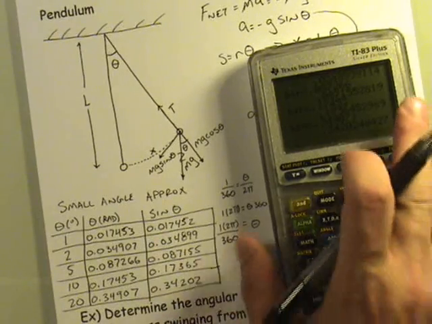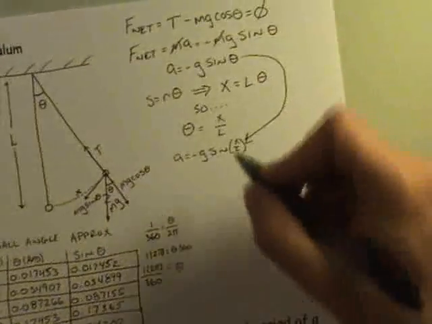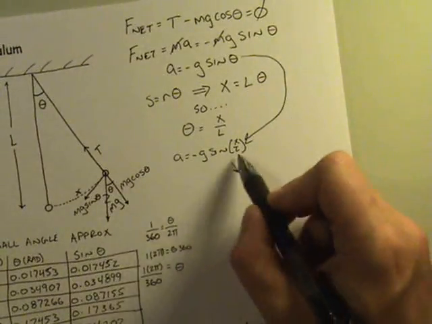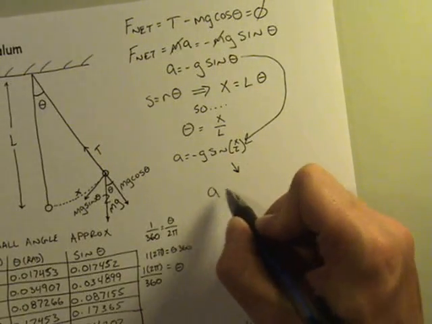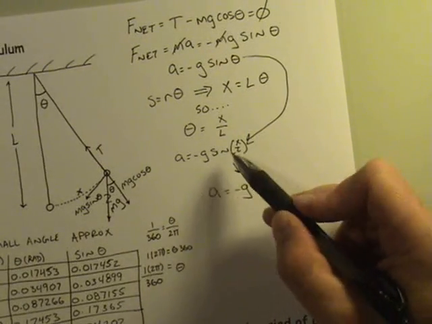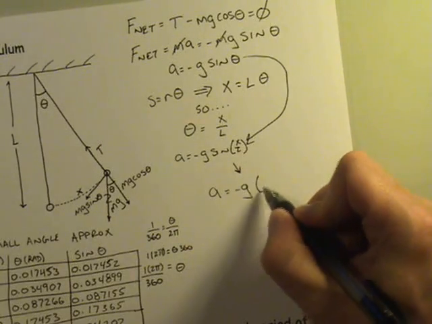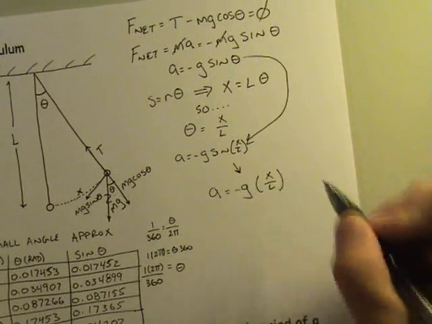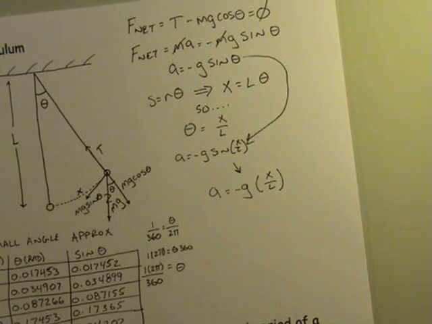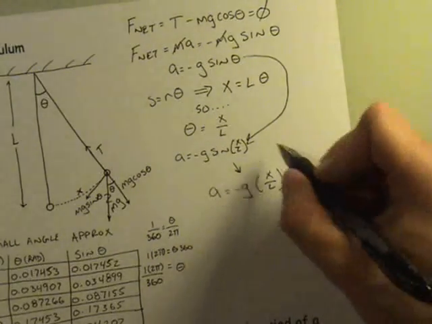So let's take a look at how that's going to change our equation. Instead of A is equal to minus G sine of x over L, we're just going to replace the sine of x over L with the quantity x over L. Okay, this is the small angle approximation.